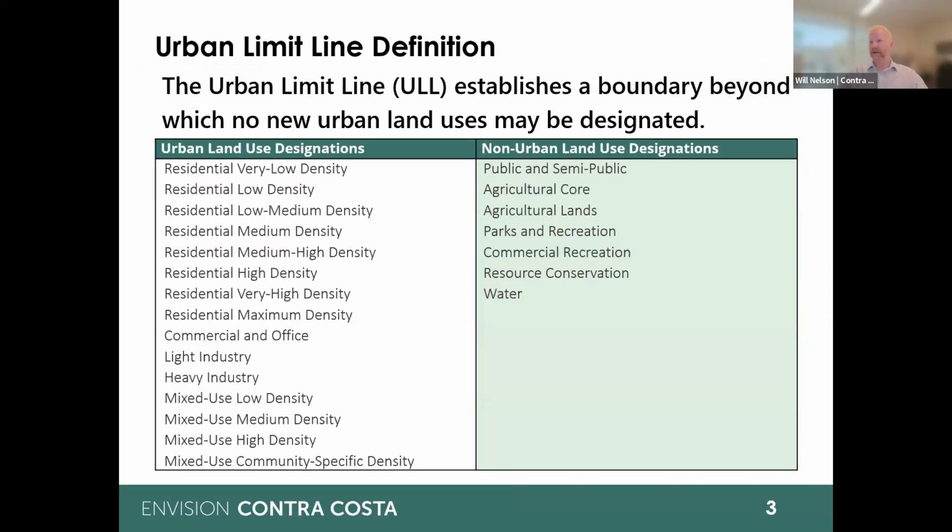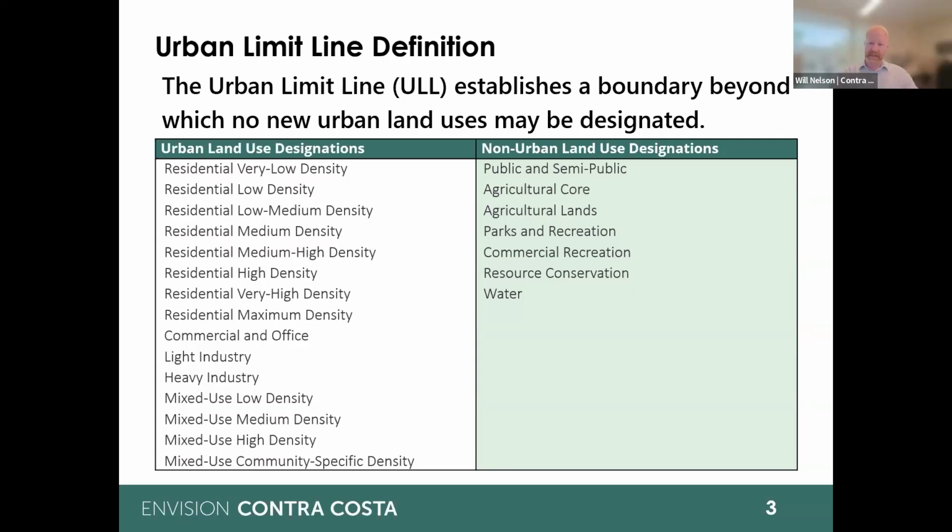So what is the ULL? It is a boundary beyond which no new urban land use designations are supposed to be designated. So in all of our general plans, the cities and the county, we have our land use element, and the land use element has land use designations. This is the list of designations from the county's new general plan. The column on the left are the urban designations. The column on the right is the non-urban designations.